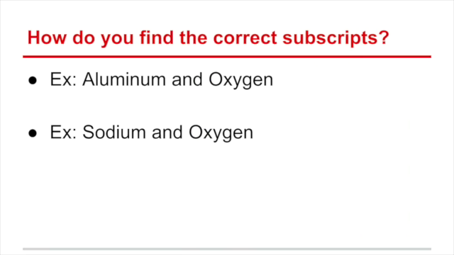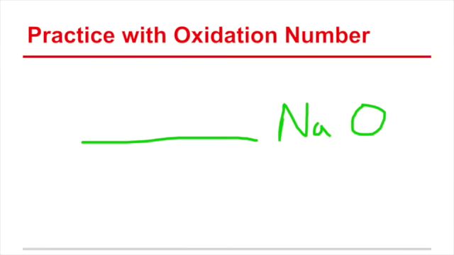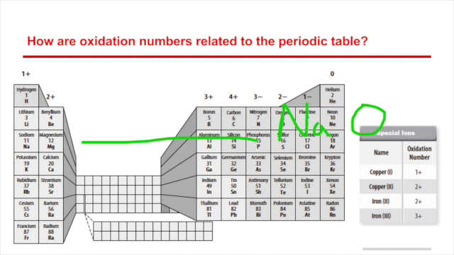Next, I would like you to try this example. Sodium and oxygen. You can pause your video now if I haven't done it for you, and try that one yourself. Try to balance that out, that chemical formula. And I will answer it in just a second. All right, so we're back, and let's go check the chart quick. Let's see what sodium's oxidation number is. Sodium is right over here, so its oxidation number is 1 plus. And oxygen's we just did last time, it's a 2 minus.